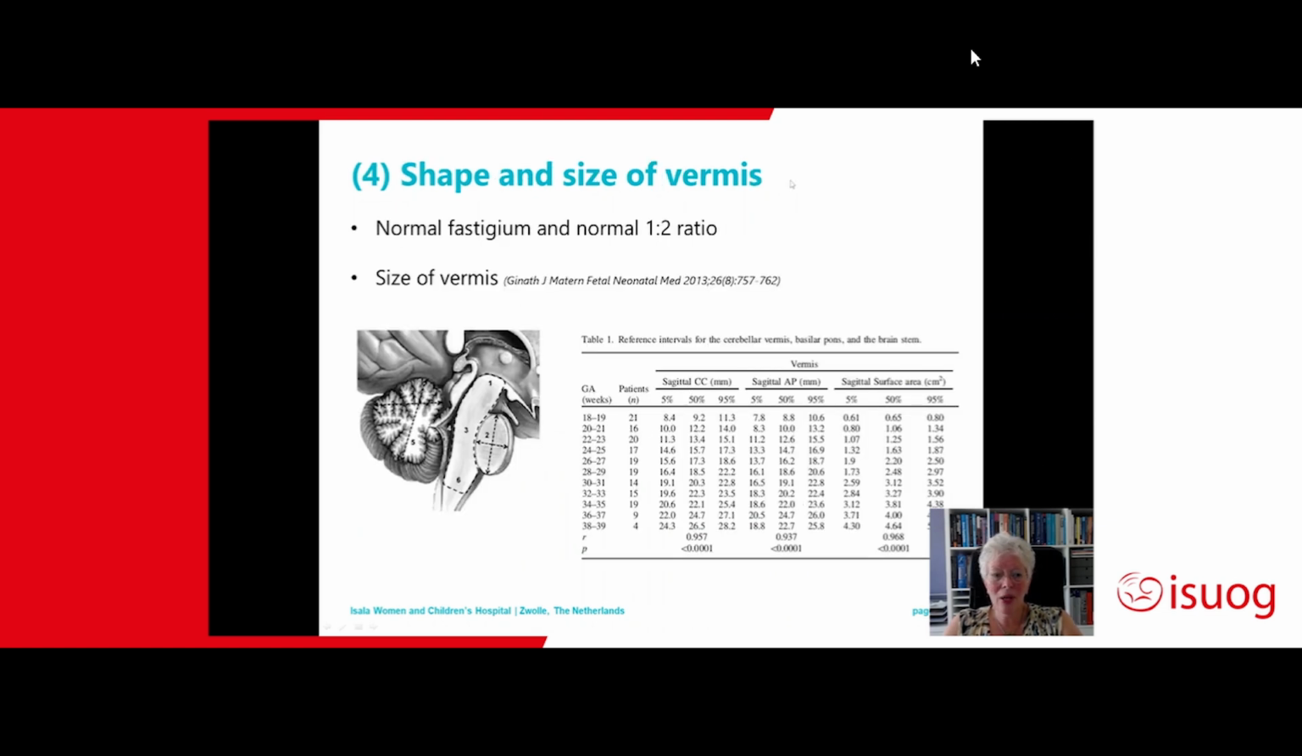Then the shape and the size of the vermis. We said there should be a normal fastigium or a normal fourth ventricle and a normal ratio of 1 to 2 if we look at the tissue above and below the primary fissure. We can also measure the size of the vermis, and we can look at the distance from cranial to caudal, but also from anterior to posterior. And then we have tables in which we can find what the normal measurements should be.